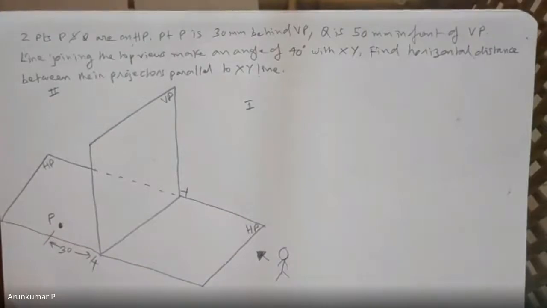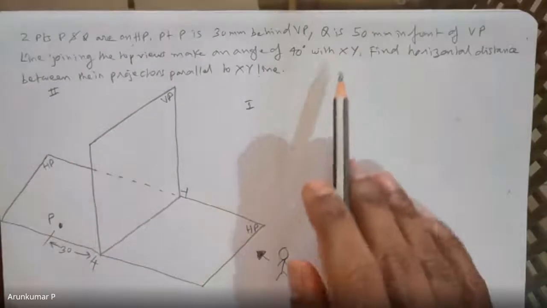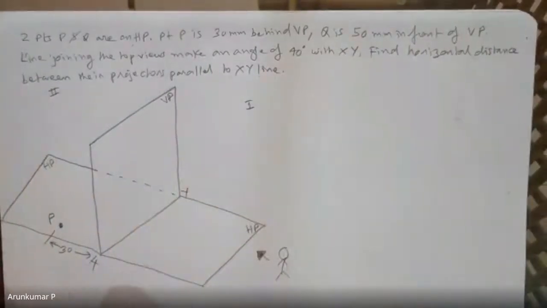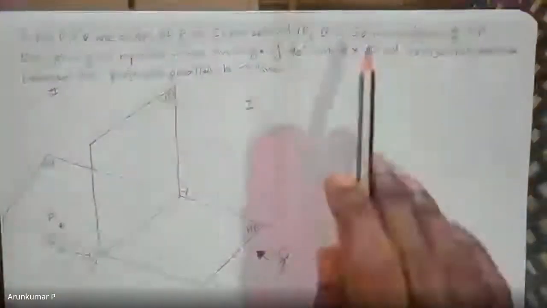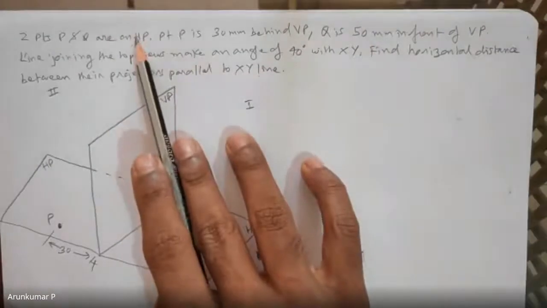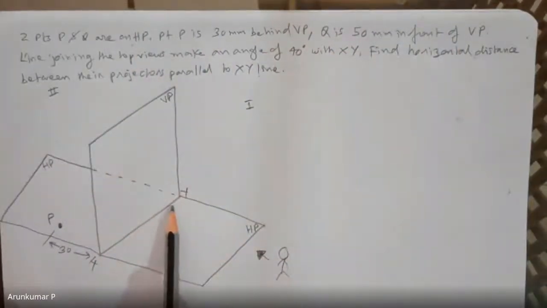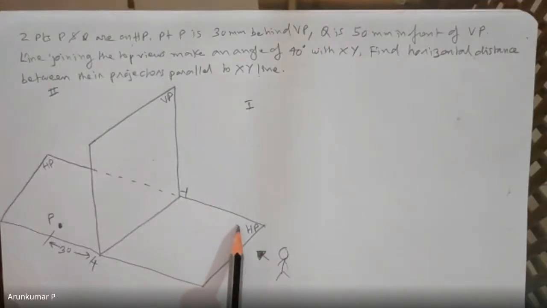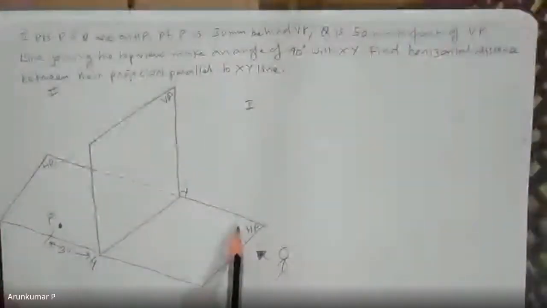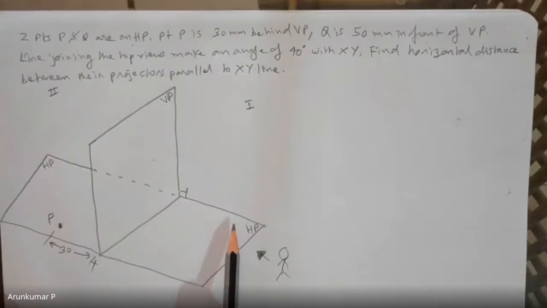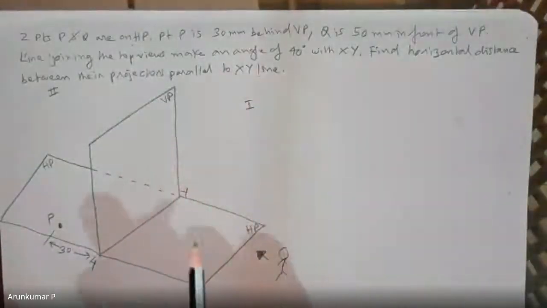Okay. So this is point P. Now I'll try to locate point Q. Q is again on HP and 50 mm in front of VP. But where exactly? I'm not sure. So how is that going to help me to locate?